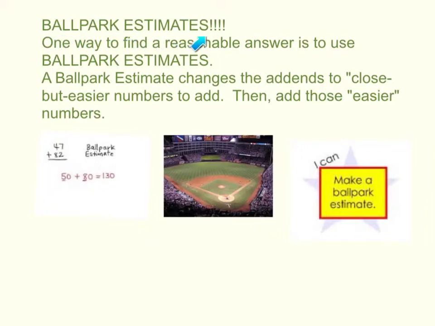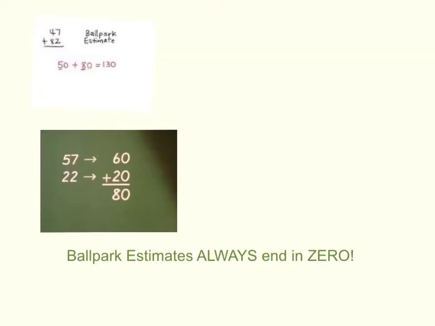Ballpark estimates. One way to find a reasonable answer is to use ballpark estimates. A ballpark estimate changes the addends to close but easier numbers to add. Then add those easier numbers. A ballpark estimate is a reasonable answer. It must be in the ballpark.